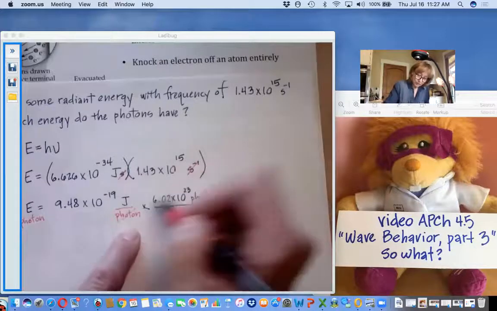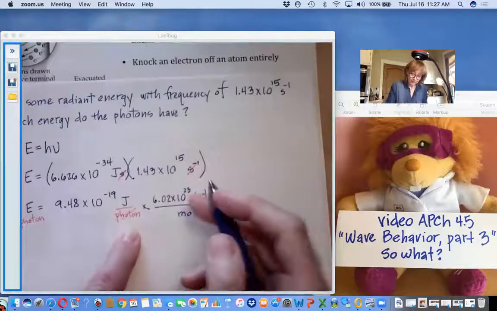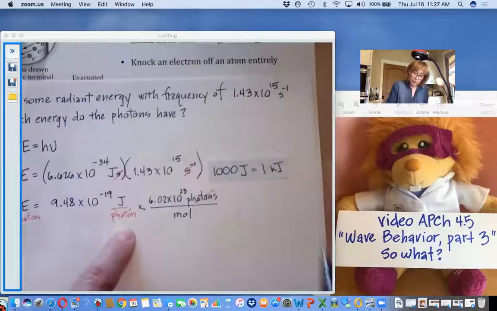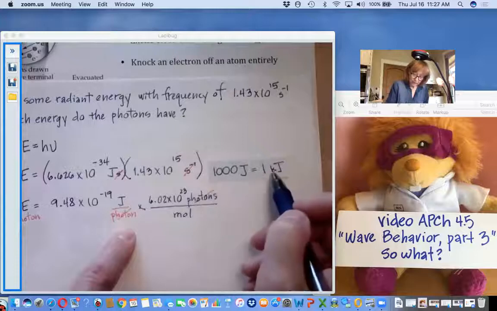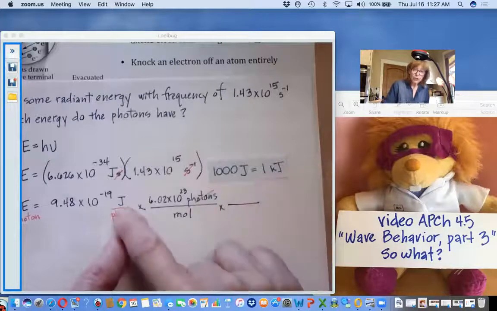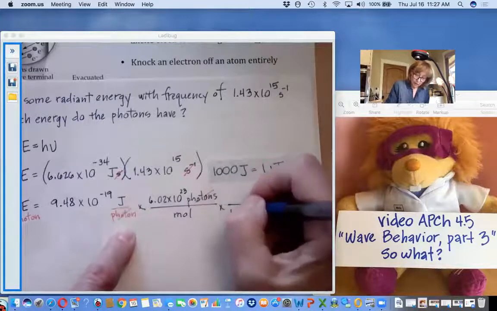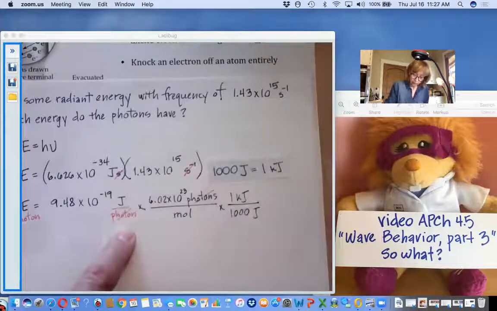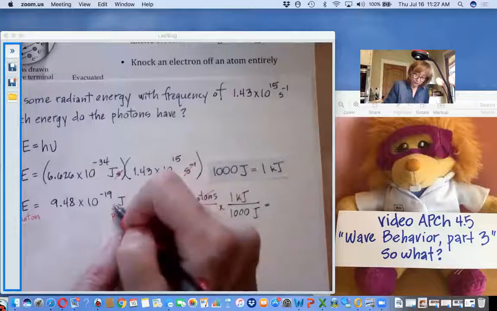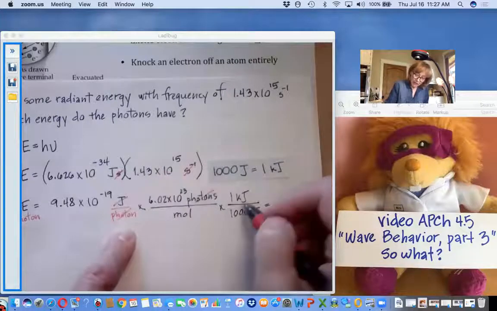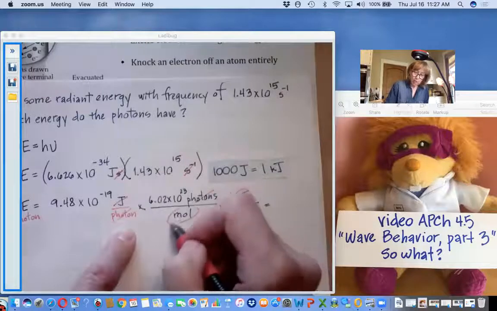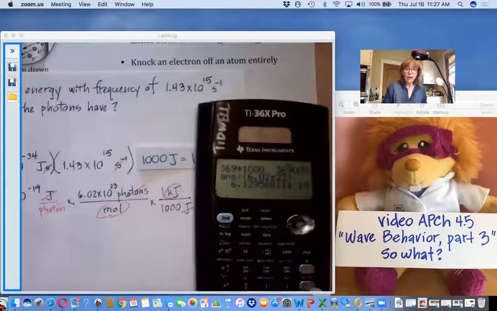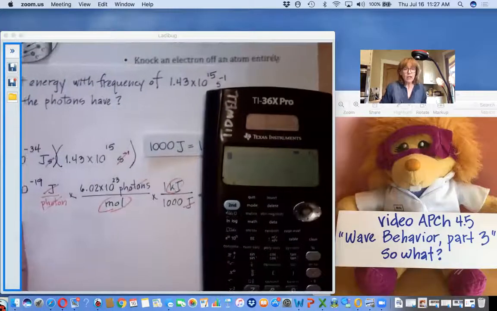And my unit, photon, divides out. And the last thing I want to do is use this equivalence, which reminds me that there's 1,000 joules in a kilojoule. I have the unit joule in the numerator, so I'm going to say 1,000 joules is equivalent to a kilojoule. Joules divide out. Do you see now how my unit is kilojoules per mole? And when I multiply, can you see all that?